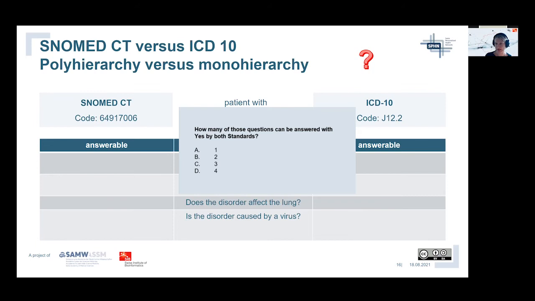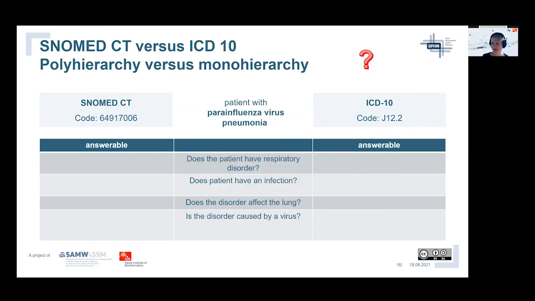Do you think all 4 questions can be answered by both the classification of ICD-10 and SNOMED CT? Or is it maybe just 3 or just 2? And I will show in a second the answers and explain why. The answers are coming in. It's fairly even. Yeah, most of you thought, okay, 2. That's the most that was guessed.